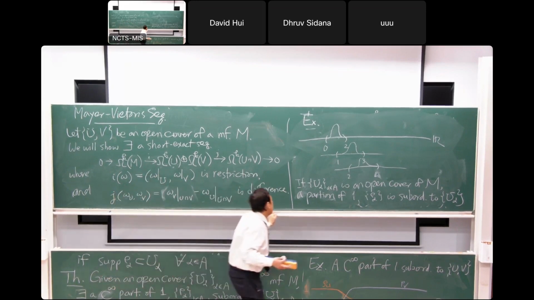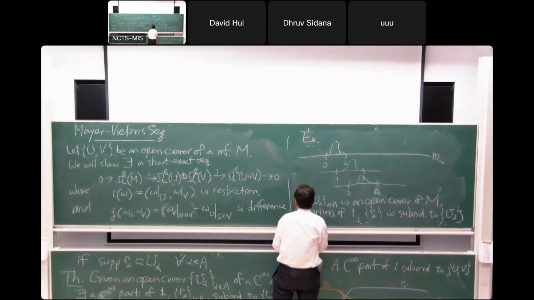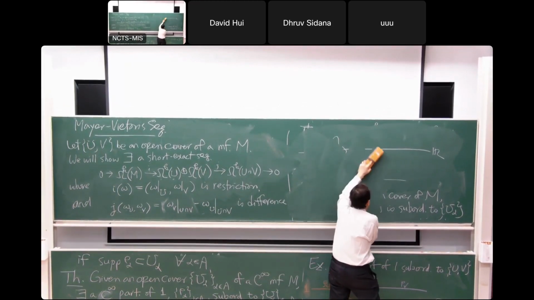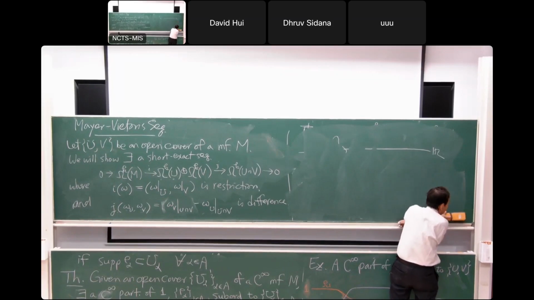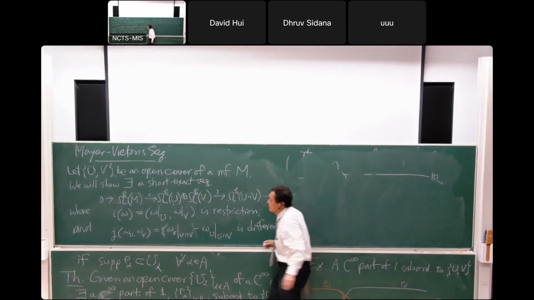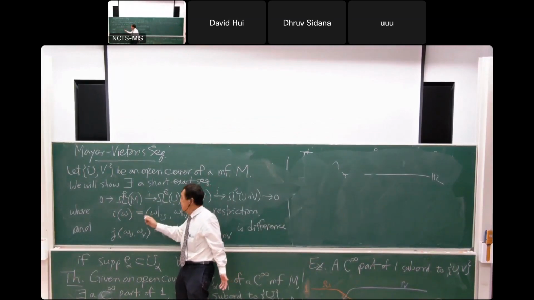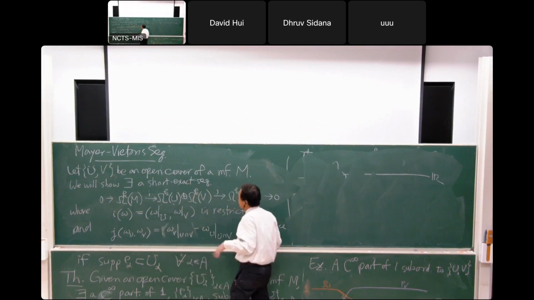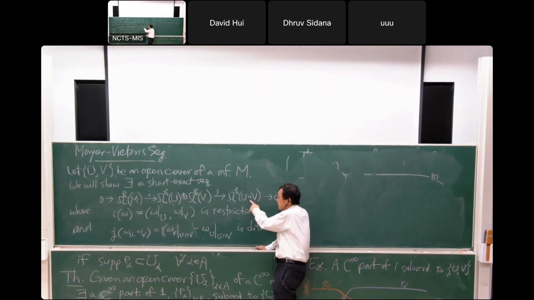And then we have to check the exactness of this sequence. Exactness here is really easy. If you have a form that restricts to zero on U and restricts to zero on V, and U and V is an open cover, that form has to be zero at every point. So exactness here is easy.